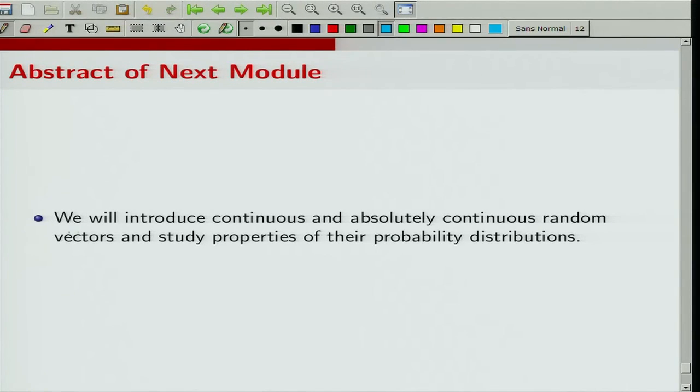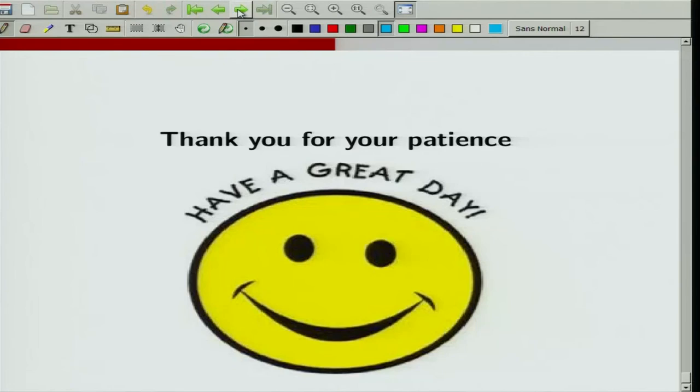In the next module, we will introduce continuous and absolutely continuous random vectors and study properties of their probability distributions. So, this was all for this module. Thank you for your patience.